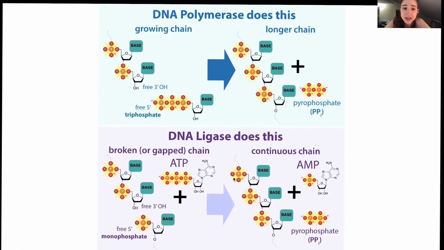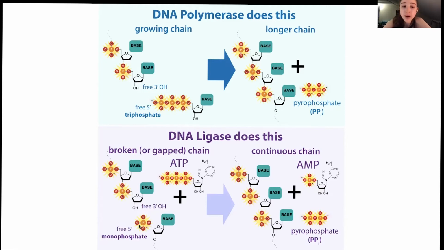With a DNA ligase, what you have is a broken or gapped chain where one end has this free monophosphate group. And so it has to be activated with the help of ATP. And then this is going to be joined together. And the reason why you need this ATP is because here you have these three phosphate groups already. And so you have this pyrophosphate you can kick off and pay the cost.